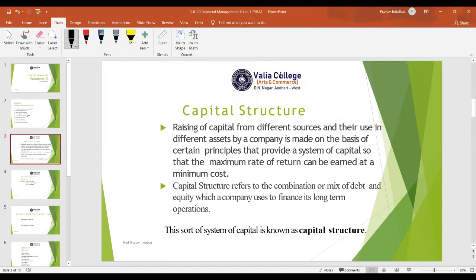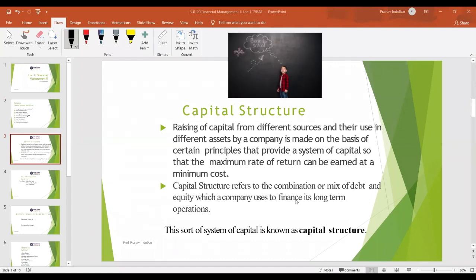Exactly how capital structure is formulated. Okay. So, firstly, the meaning of capital structure. What do you understand by capital structure?